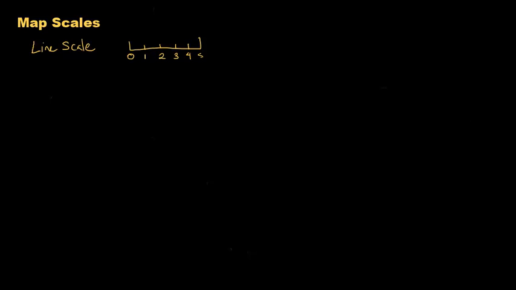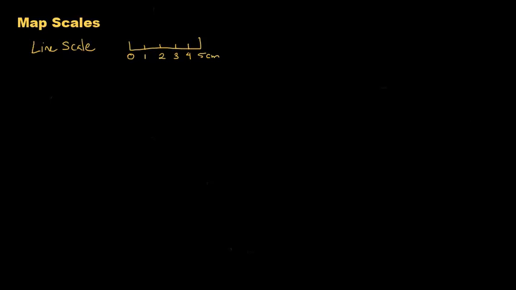So here I have my line scale, and each of these numbers indicates another centimeter. From 0 to 1, we have 1 centimeter. And I'm just going to add my measurement there. Never forget to add your measurements. Here we've got 1 centimeter, 2 centimeters, 3 centimeters, 4 centimeters, 5 centimeters.